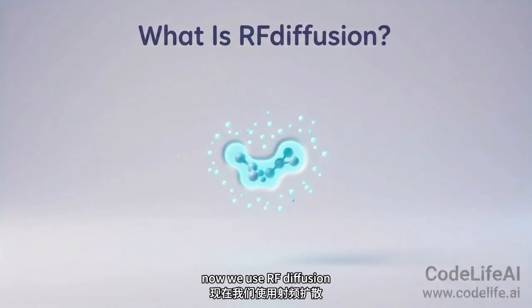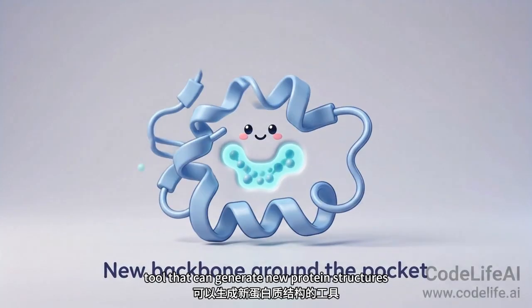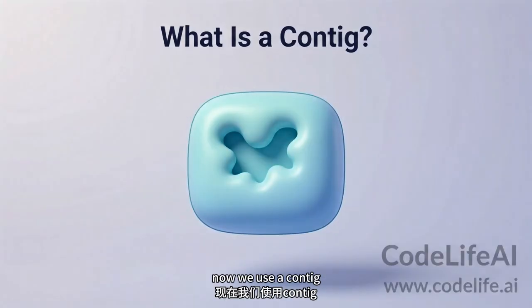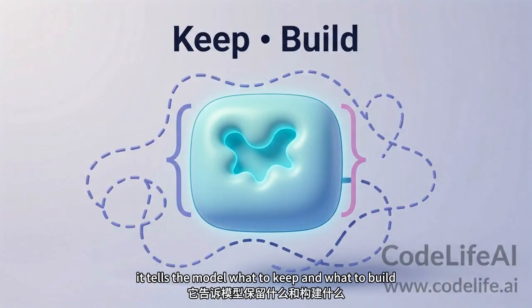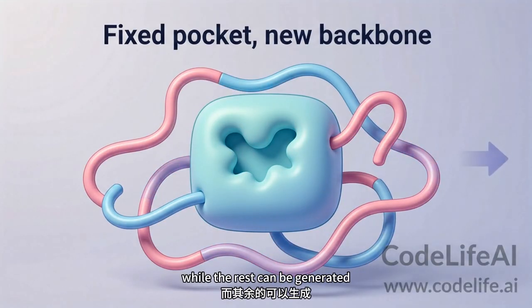Now we use RFdiffusion. It is an AI tool that can generate new protein structures. Here, it helps build a new backbone around the active site. Now we use a config in RFdiffusion. It tells the model what to keep and what to build. The active site stays fixed, while the rest can be generated.